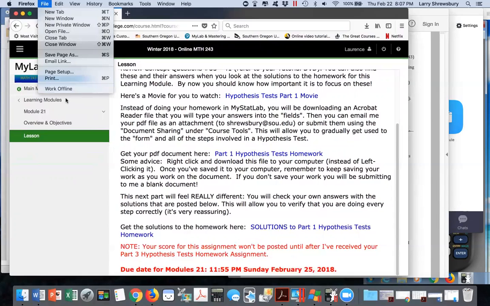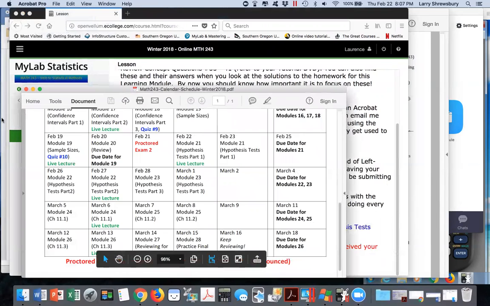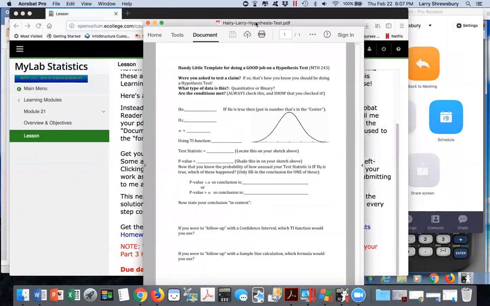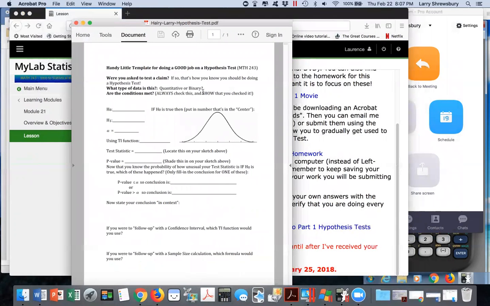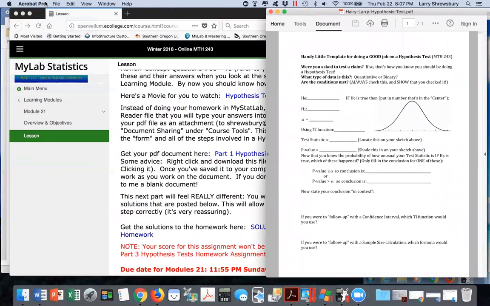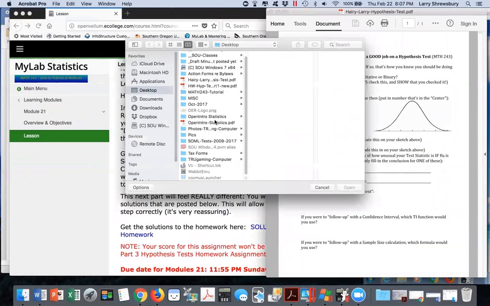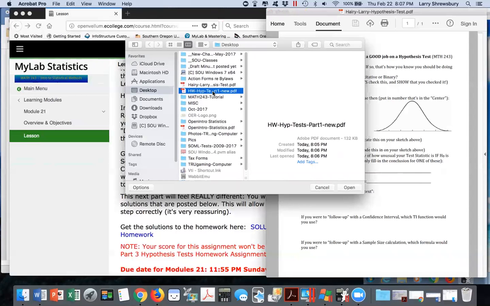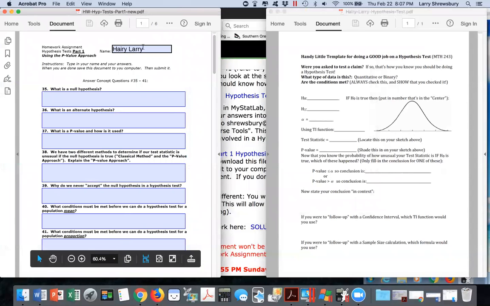Let me try that again. So I can close that. Don't need that PDF. I've got this one. Oh, I renamed the wrong one. I'm so silly. File, Open. Hypothesis test. Oh yeah, I guess I had renamed the wrong one, but you see it's there.